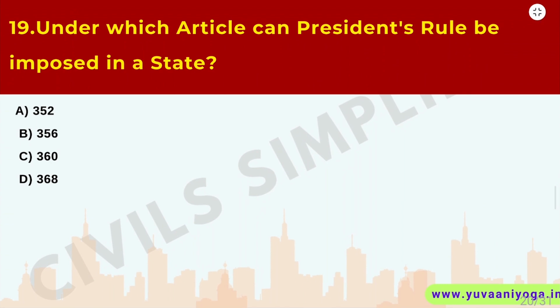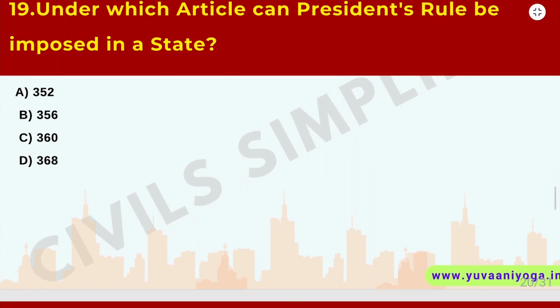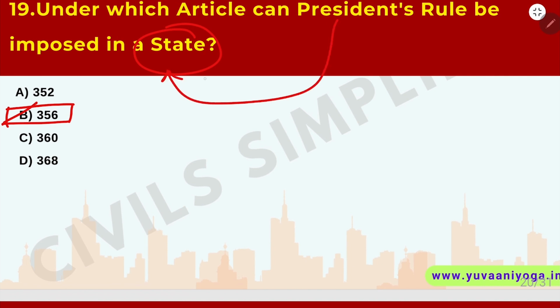Under which article can President's rule be imposed in a state? The right answer is option B, Article 356. Since the question is about a state, it is President's rule under Article 356.